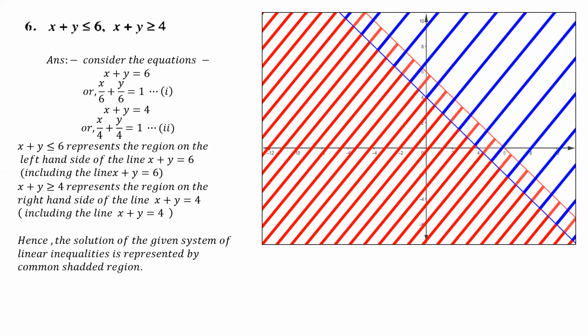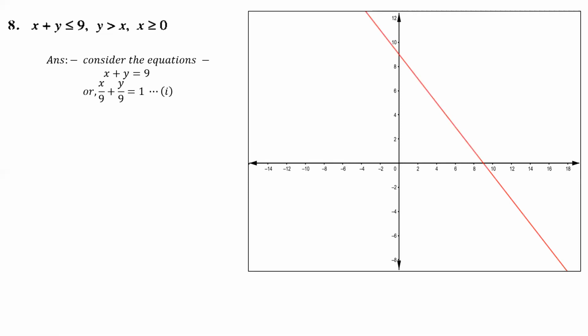Now moving to the next one, question number 8. x plus y less than or equal to 9, y greater than x, and x greater than or equal to 0. So first of all consider the equation x plus y equals 9. If we want to write down its intercept form, it is x upon 9 plus y upon 9 equals 1. So first draw the line, take the points 9 comma 0 and 0 comma 9 and join them. Okay. Now x equals y. So this will pass through the origin. This is the line.